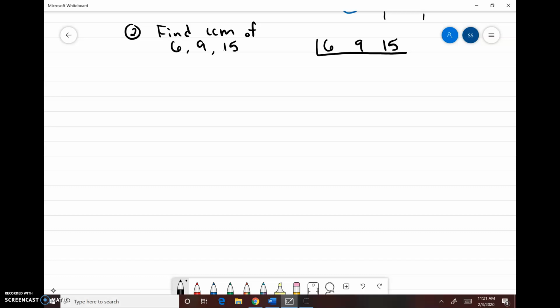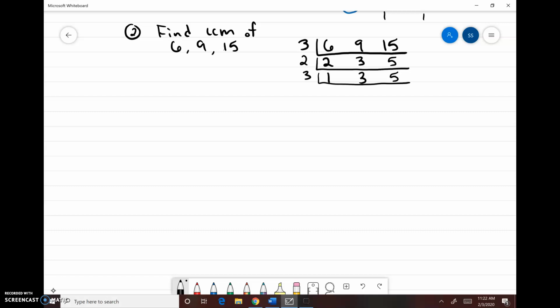Now I'm going to pick a number. I'm going to use 3. 6 divided by 3 is 2. 9 divided by 3 is 3. 15 divided by 3 is 5. Again, it doesn't have to necessarily go into all of them, but it at least has to go into one of them. So on this step, I'm going to use a 2. 2 divided by 2 is 1. 2 does not go into 3 evenly or 5 evenly, so we keep both of those.